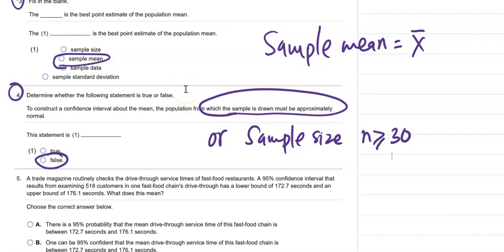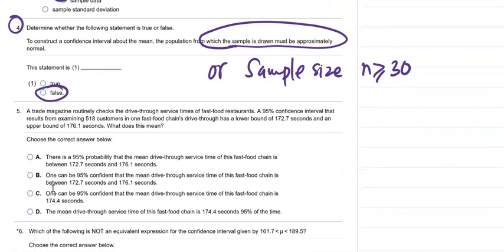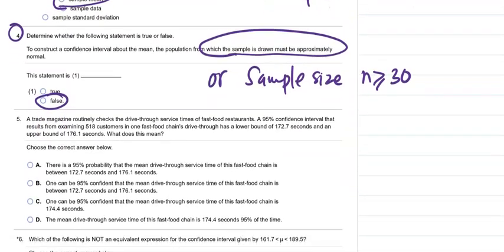The population does not need to be normal. If not normal, the sample size should be more than or equal to 30. So this statement tells you that to construct the interval about the mean, the population must be normal. That's not the case. It could be normal. If not normal, you can still construct it as long as the sample size is bigger than 30. That's question number 4.